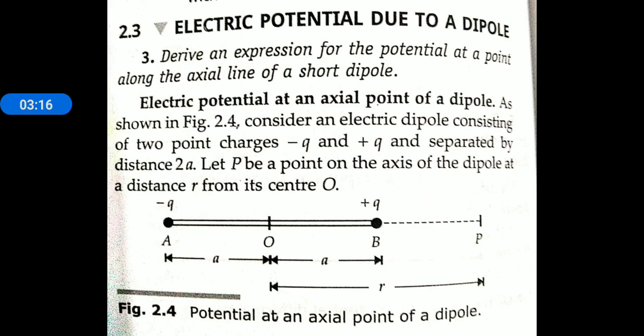So in the figure, it is clear that the electric dipole consists of the two charges minus q and plus q separated by a small distance 2a, and P is the point on its axis at a distance r from its center O. So the point P is at a distance r plus a from the minus q charge, and the distance of the plus q charge from the point P is r minus a. So using these distances AP and BP, we will calculate the total potential at point P.